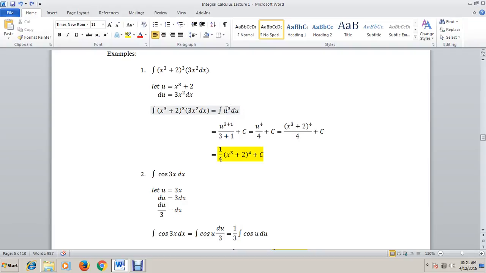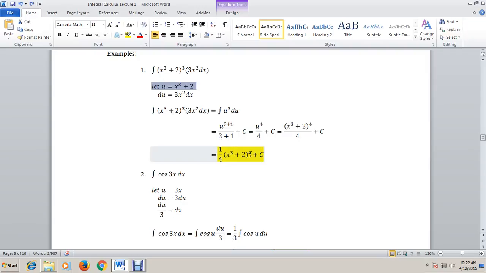Now from here, you apply the power formula for reverse differentiation. In order to get the answer, you simply make use of the pattern: u raised to 3 plus 1 over 3 plus 1, then plus c. Of course, this results in u raised to 4 over 4 plus c. Now, doing the substitution again for u, since u originally is x cubed plus 2, we replace u with the original expression. So this would be x cubed plus 2 raised to 4 over 4 plus c, or 1/4 times x cubed plus 2 raised to 4 plus c.